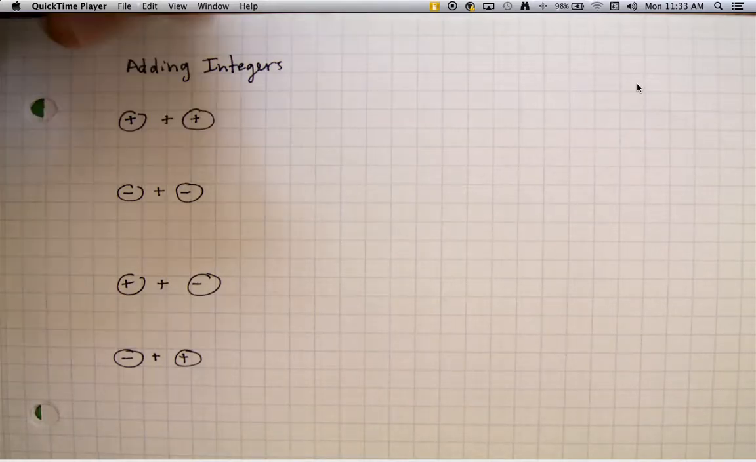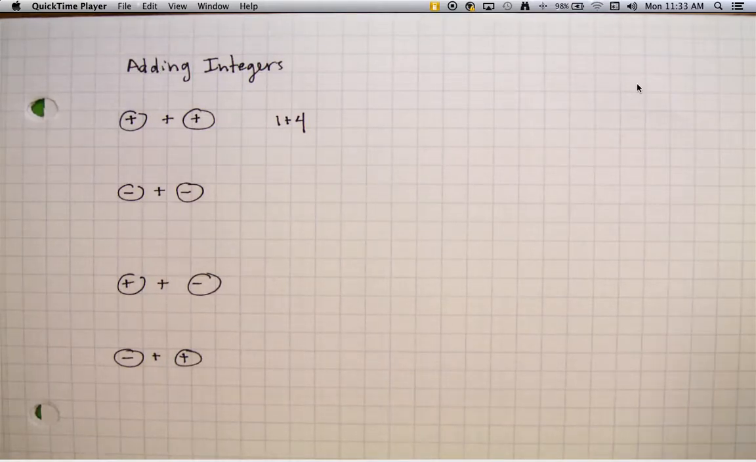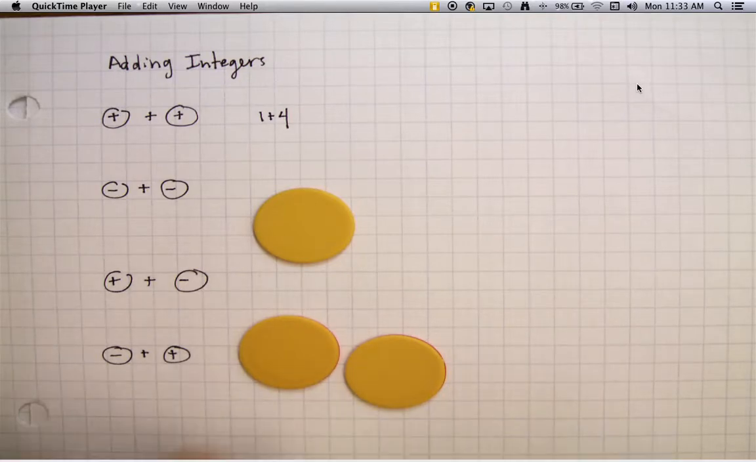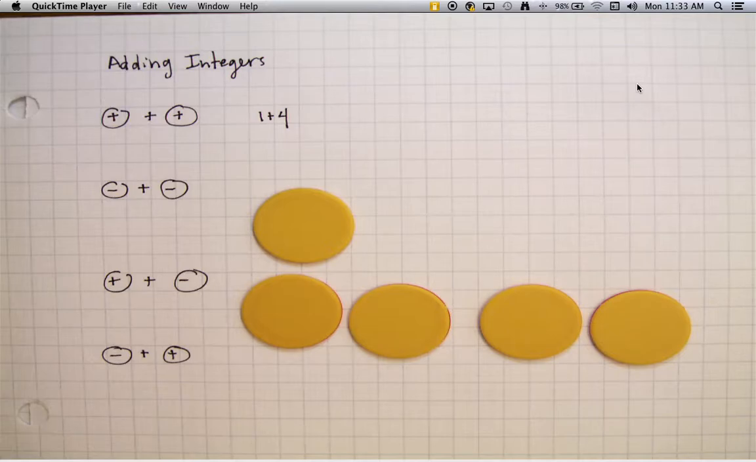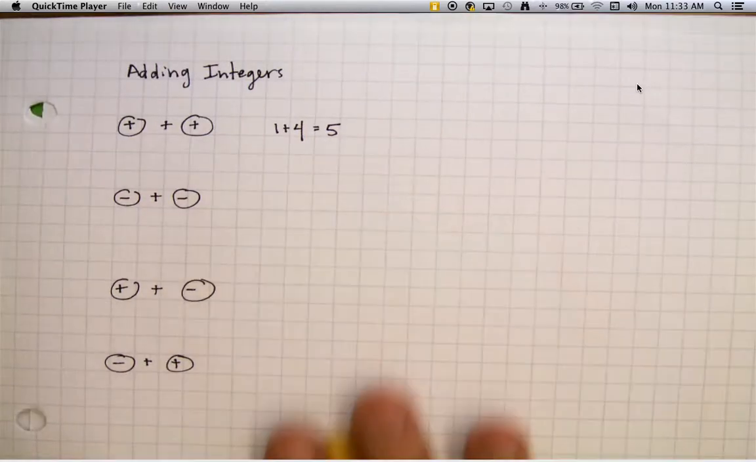Let's take some small numbers, 1 plus 4. Nothing too crazy there, but I want to show you these toys that I have. I'm going to take one positive object, I'm going to add it to 4 positive objects. No surprise, I've got a total of 5 positive objects. You can also visualize this on a number line.